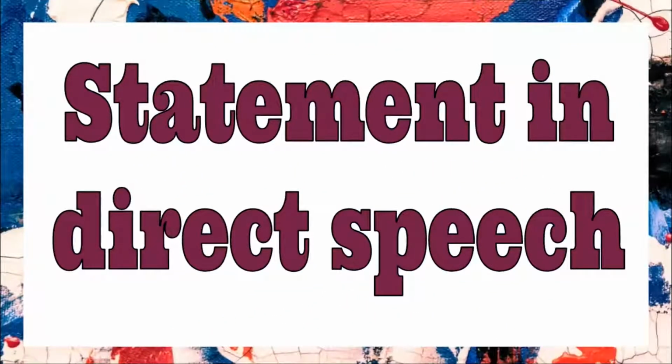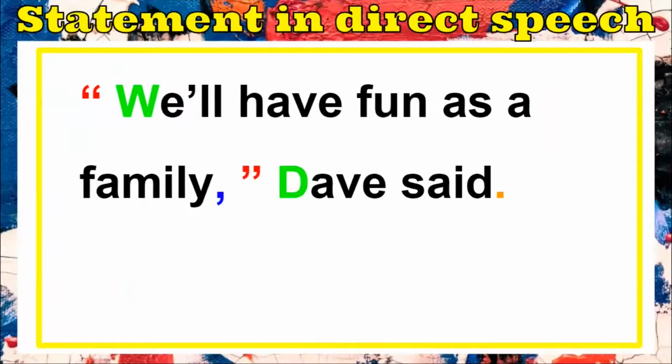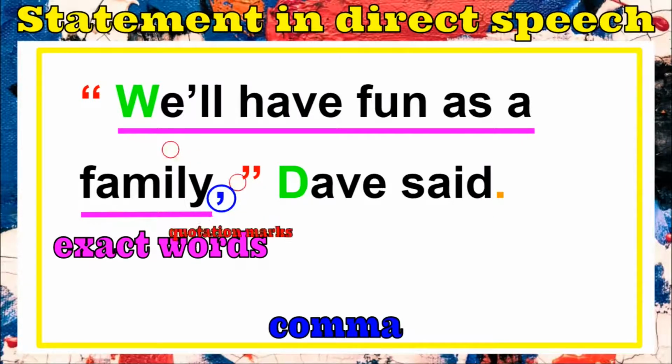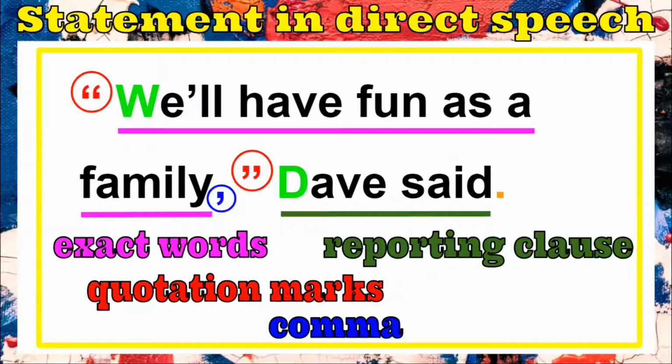Statement in direct speech. "We'll have fun as a family," Dave said. The exact words of the speaker are, "We'll have fun as a family." It begins with a capital letter and ends with a comma. It is a statement, so it ends with a comma. Our exact words are enclosed in quotation marks. Our reporting clause is, "Dave said." It begins with a capital letter because Dave is a proper noun. It ends with a full stop. Our reporting clause is written at the end of our direct speech.